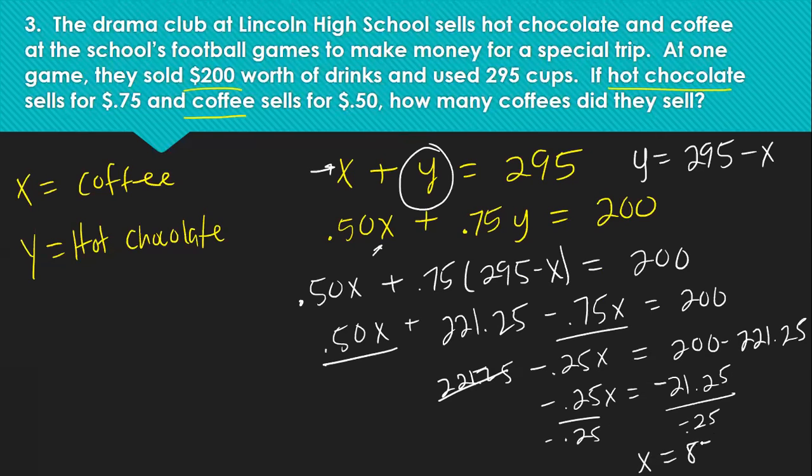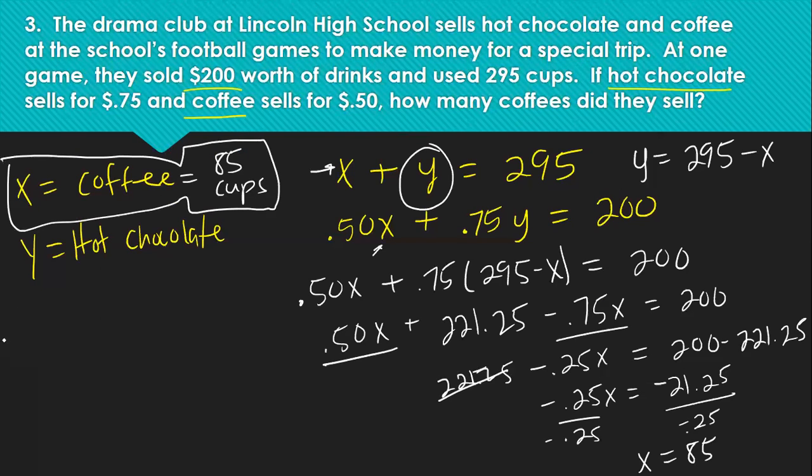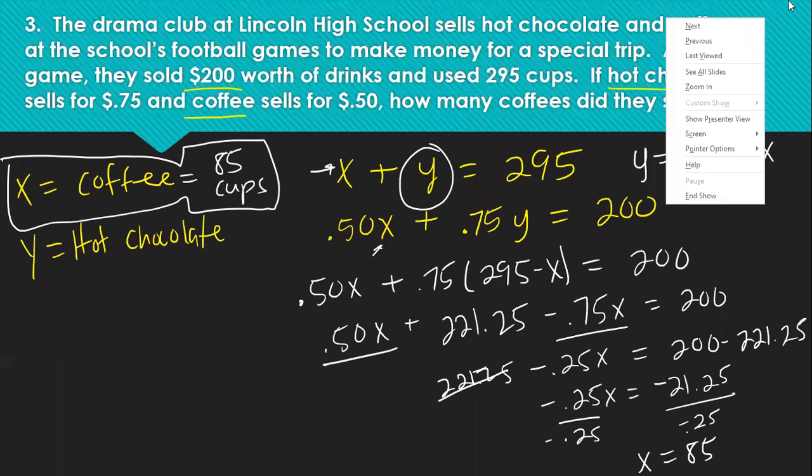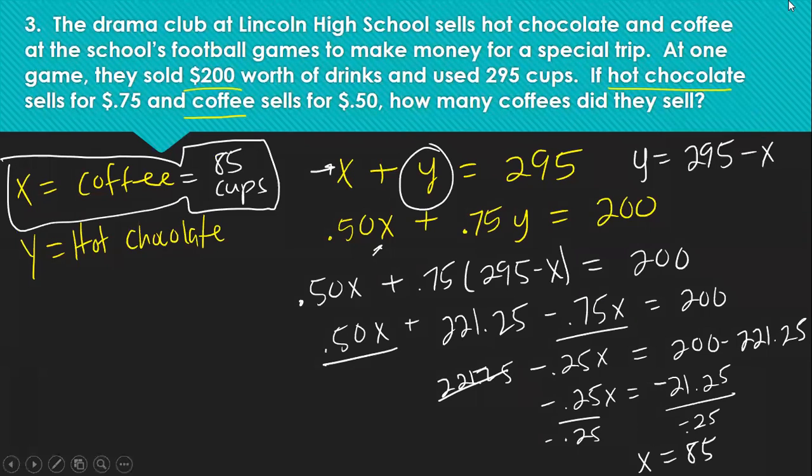x equals 85. So how many cups of coffee did they sell? 85 cups. And that's the answer that it wants. Did it ask anything about hot chocolate? No, so you don't have to go any further. All right. So we can continue more examples tomorrow, but we're going to stop right here so that you can take your quiz.